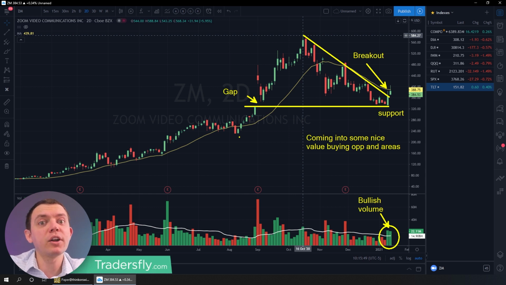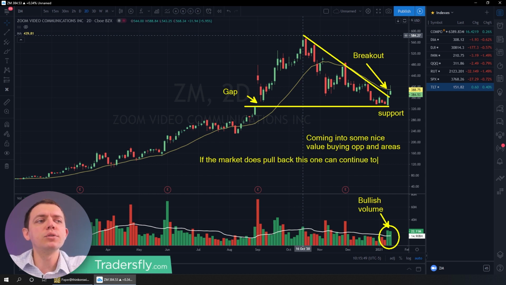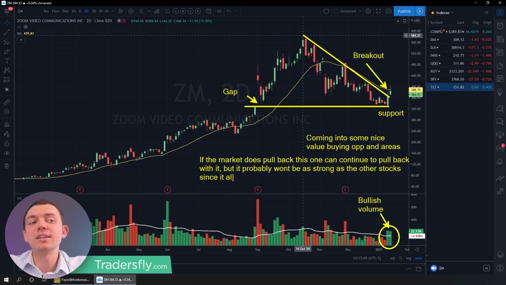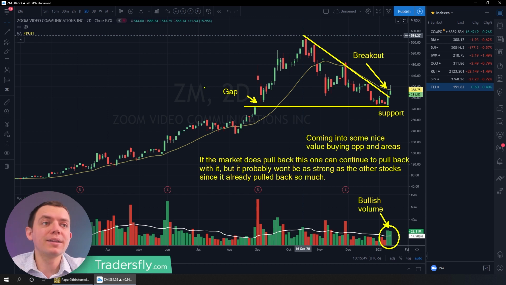Even though the market is kind of at all-time highs, this one has already been selling off for quite some time. However, if the market does pull back, this one can continue to pull back with it, but it probably won't be as strong as the other stocks, since it already pulled back so much. So that's kind of the thing with this one, it's already pulled back quite a bit. So I don't think it's going to pull back a ton more if it does pull back. So that's why I'd be a little bit more bullish on this one.